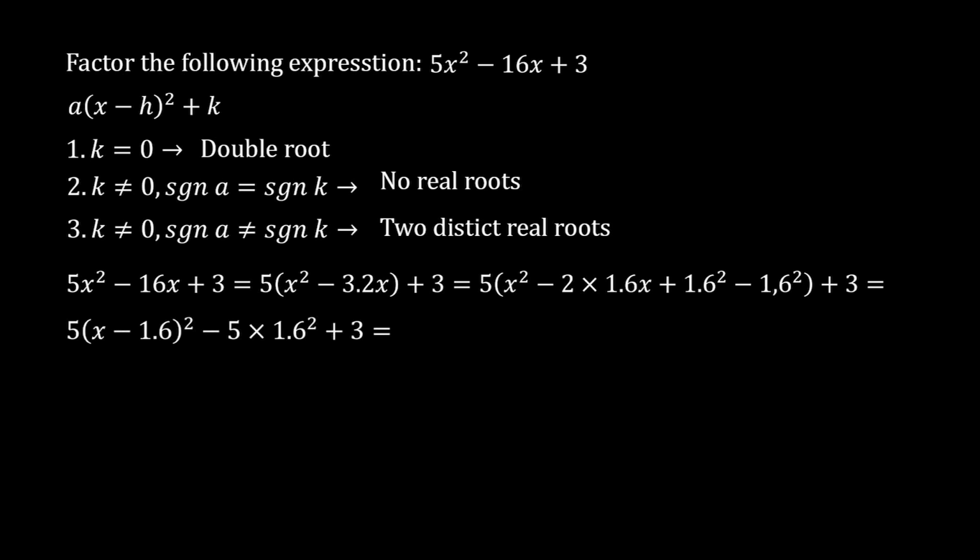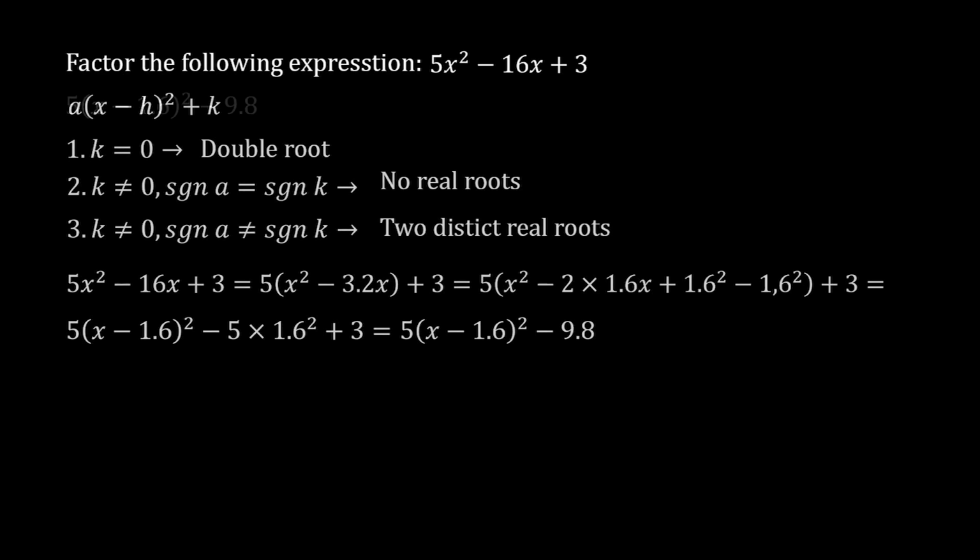Our original expression can be written as 5 times (x minus 1.6) squared minus 9.8. Minus 9.8 is not equal to 0, it means the equation does not have a double root. a is a positive number, k is a negative number. Thus, the equation has two different roots.